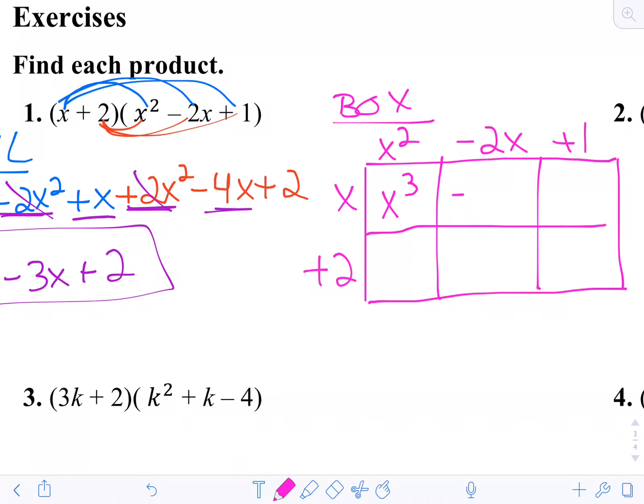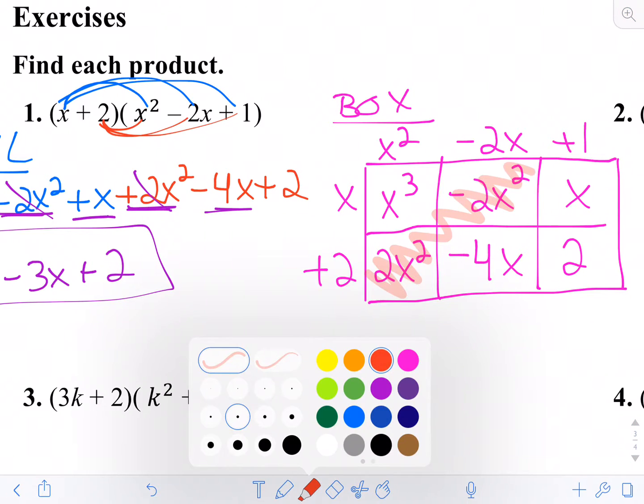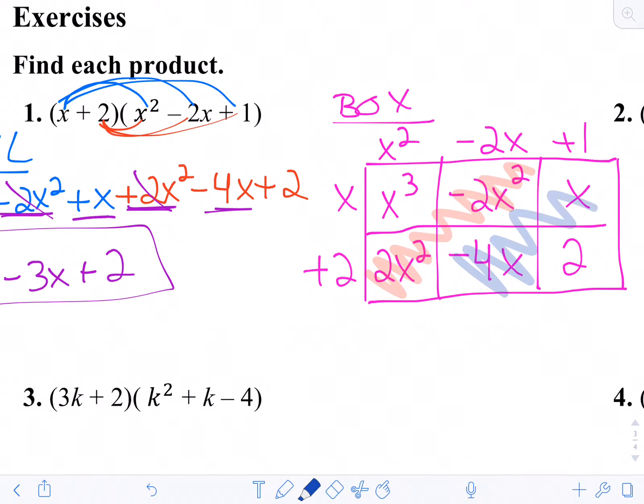x times negative 2x is negative 2x squared. X times 1 is just x. 2 times x squared is 2x squared. 2 times negative 2 is negative 4. Don't forget the x. 2 times 1 is 2. And then again, your diagonals is what you can combine. So you have these x squareds right here, and you have your x's right here.